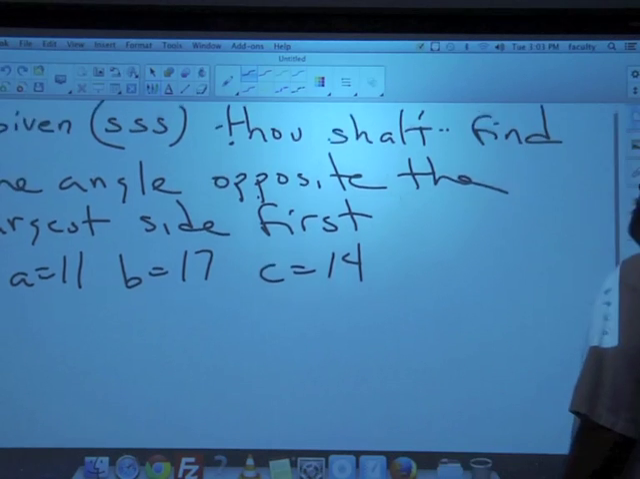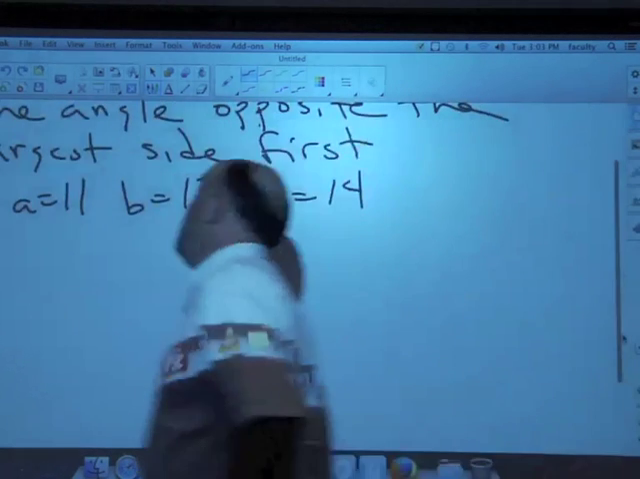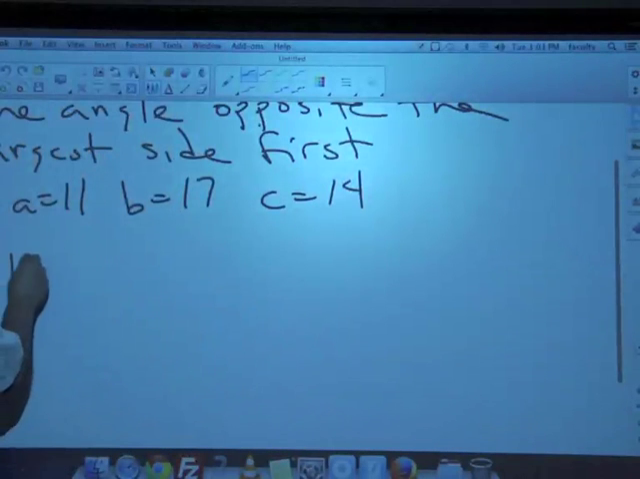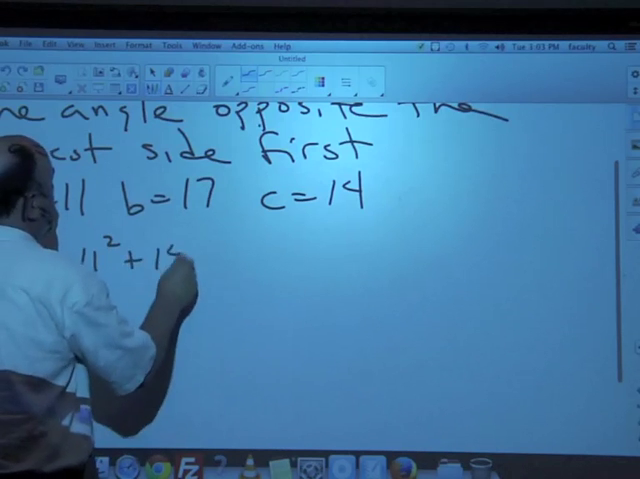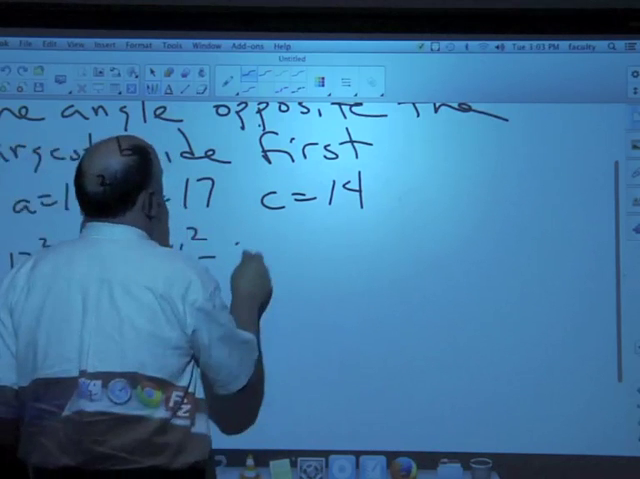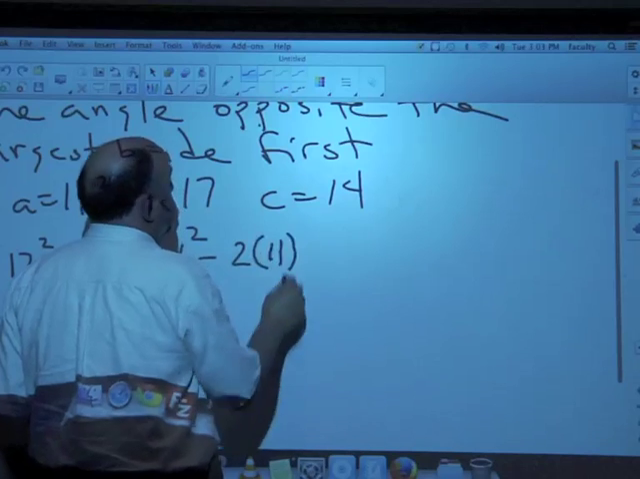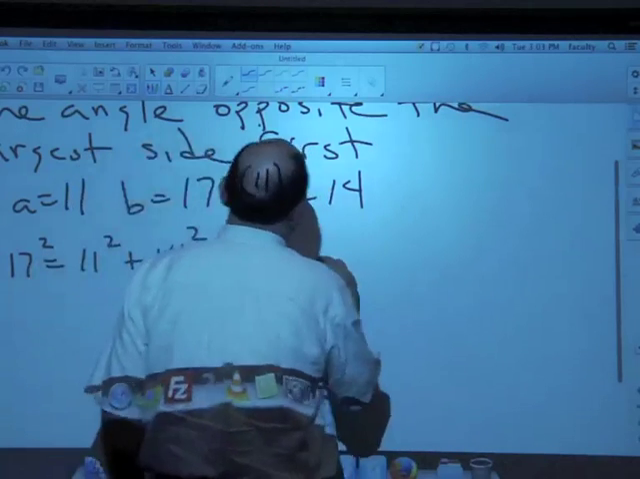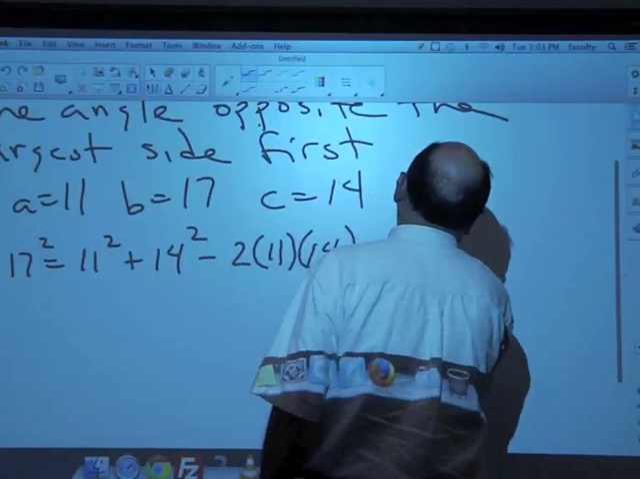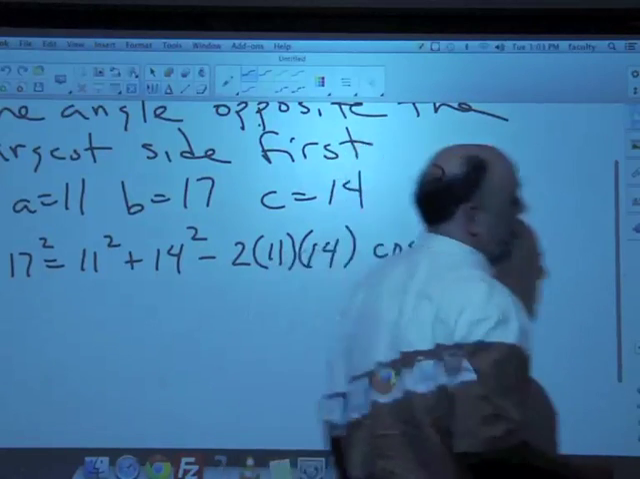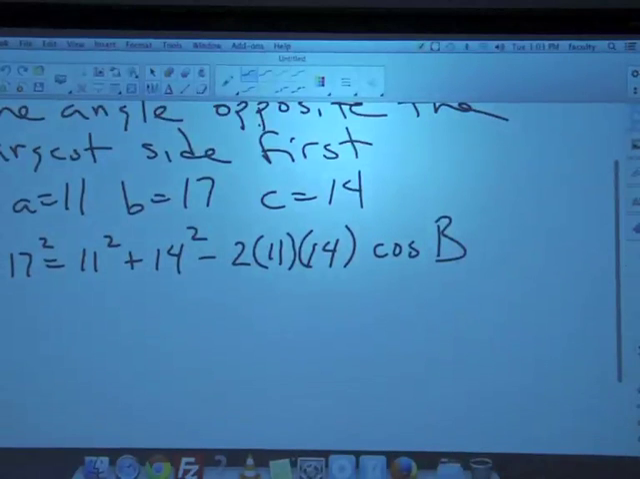So let's start plugging away at it. We're going to get that 17 squared is going to equal 11 squared plus 14 squared minus 2 times 11 times 14 cosine of B. So now it's a matter of starting to number crunch all this out.